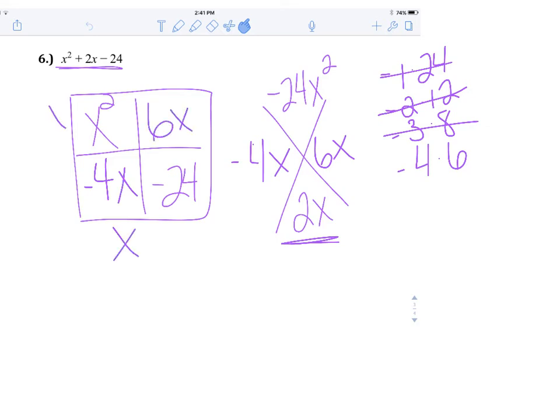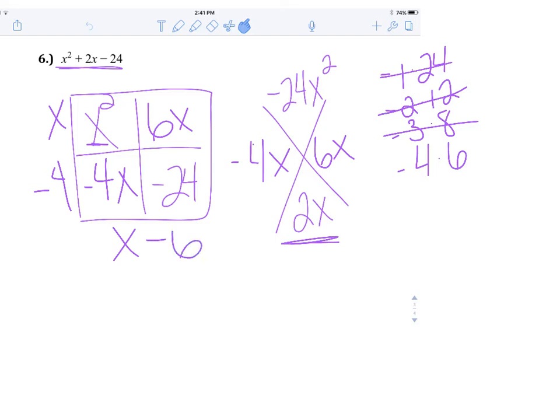And I'm going to automatically pull out my x's that are going to be on the bottom and the side. So x and x make x squared, so that's good to go. Now we're looking at, okay, what number times x gives me negative 4x? That is going to end up being a negative 4. Again, we have to be careful of our signs. Then the last missing piece, we need what number times negative 4 gives me negative 24.